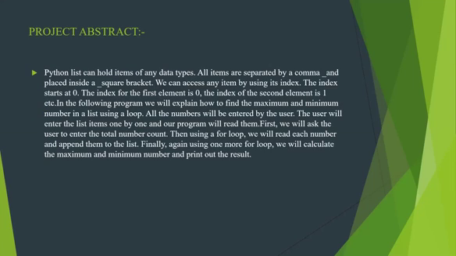First point, project abstract. A Python list can hold items of any data type. We can access any item by using an index. The index starts at 0. In the following program, we will explain how to find the maximum and minimum numbers in a list using a loop. Using a for loop, we will read each number and append them to the list. And again, using one more for loop, we will calculate the maximum and minimum numbers.